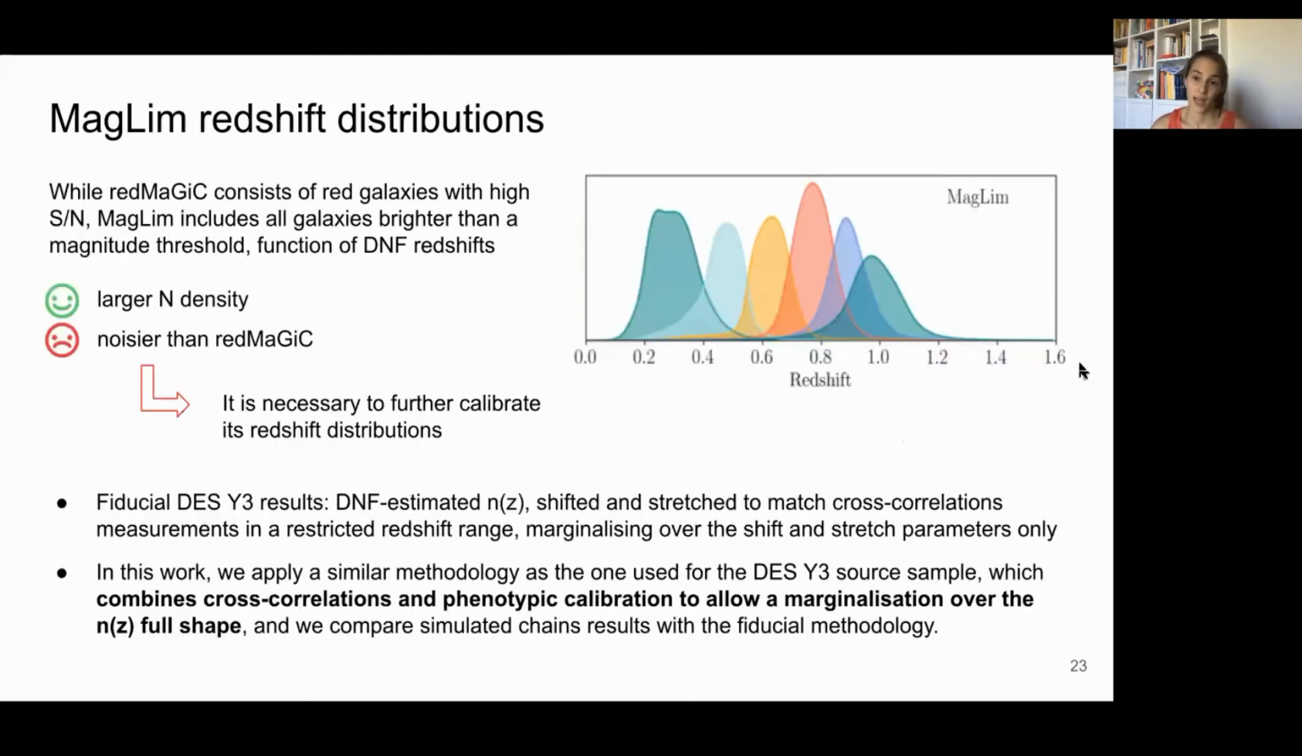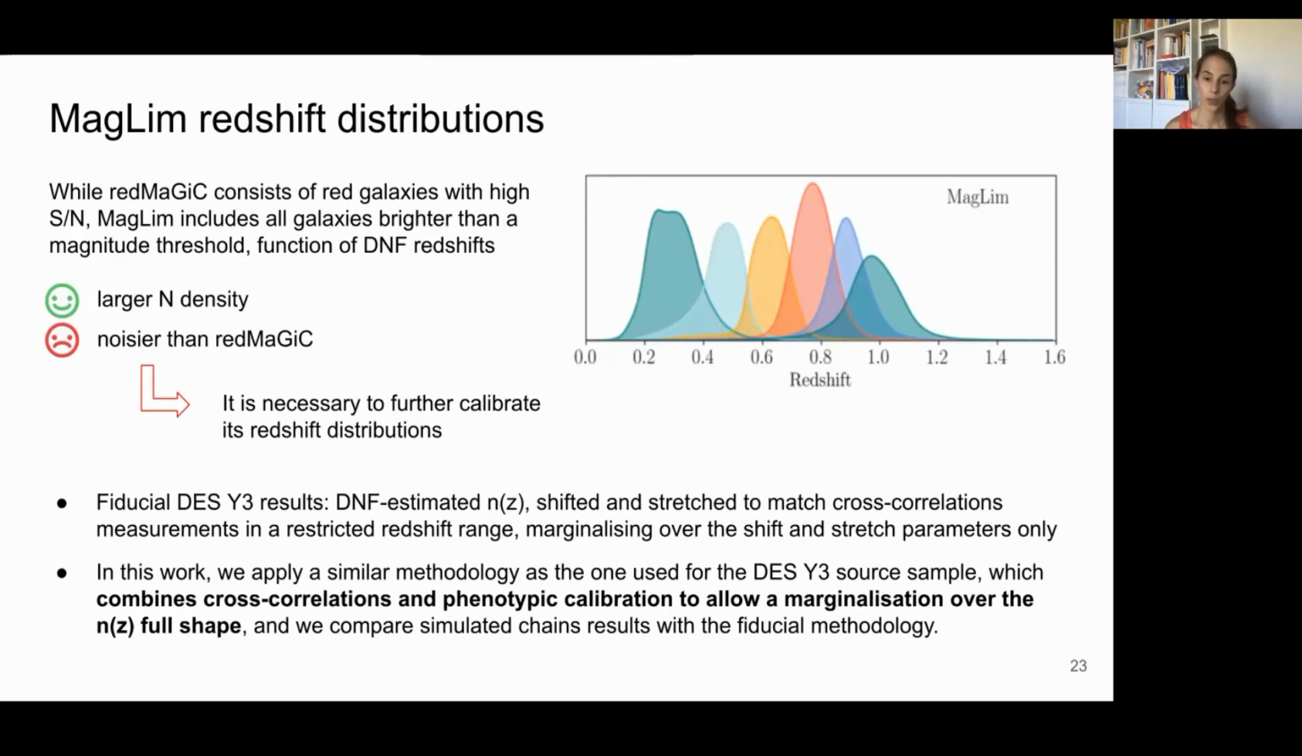We have mentioned that for the Y3, we use two sets of lenses, and while RedMagic has a higher signal to noise, MagLim was constructed to yield a larger number of galaxies, and therefore it is noisier. So it is necessary to further calibrate its redshift distributions. And the fiducial methodology for Y3 was that we estimated the N(z)s using the DNF code and shifted and stretched that estimate to match the cross-correlation measurements.